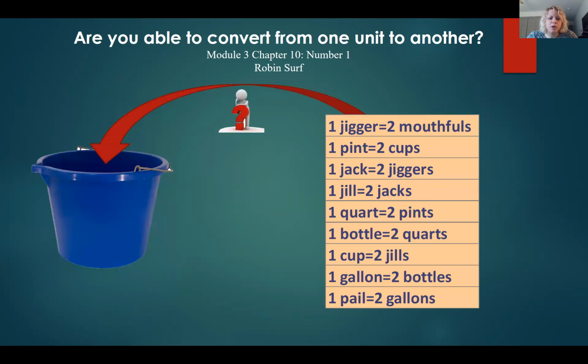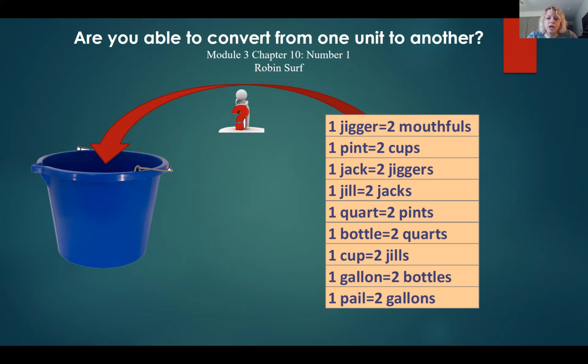We are going to continue with question 1. So are you able to convert from one unit to another? Well, let's go ahead and take a look. If 1 mouthful, 1 jigger, 1 jack, and 1 gallon are poured into the pail, is there room for any more? Here is what we can figure out from the chart. 1 pail is equal to 2 gallons.